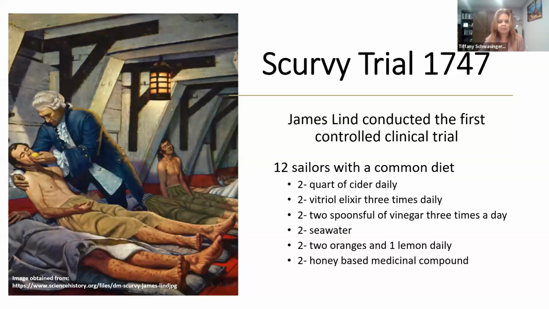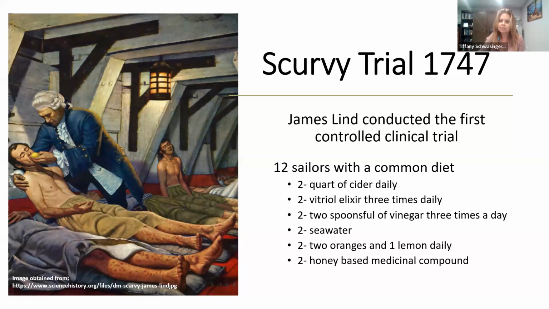Probably the clinical trial that's the most referenced, and the one we actually celebrate every year in May, is the clinical trial that was conducted by James Lind. And this was really looking at scurvy. So what was happening is as sailors were going out into the open ocean, they were developing this disease. And you can actually see the picture here on my screen.